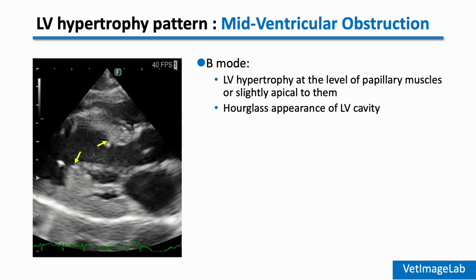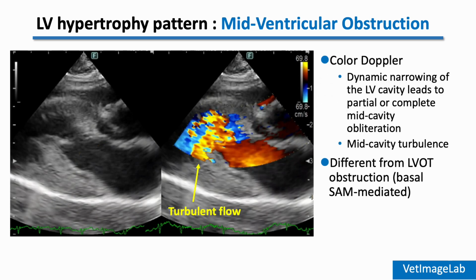Another important focal pattern in hypertrophic cardiomyopathy is mid-ventricular obstruction. Hypertrophy typically occurs near the papillary muscles or slightly apical to them, as marked by the yellow arrows here. So, this pattern creates an hourglass appearance of the left ventricular cavity. Mid-ventricular hypertrophy affects the ventricular walls and leads to partial or even complete dynamic obliteration of the mid-cavity. Color Doppler may reveal turbulence, localized within the mid-ventricular cavity, as shown in this case. This turbulent flow pattern helps us differentiate mid-ventricular obstruction from left ventricular outflow tract obstruction.